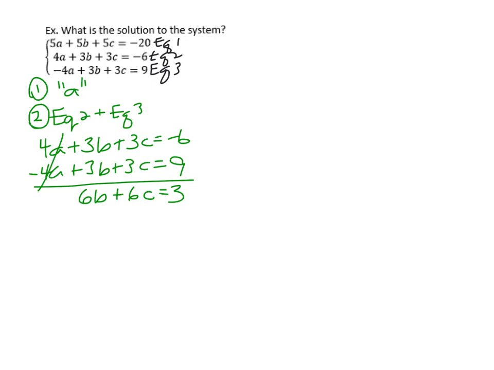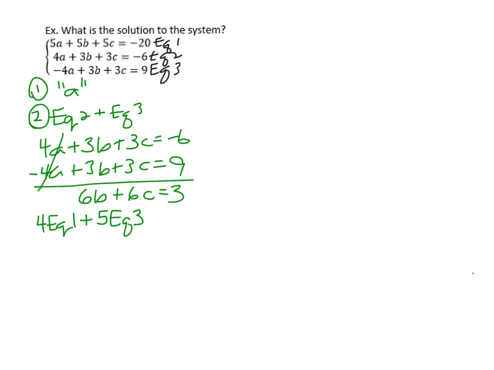I recognize at least with 1 and 3 that the a's are opposite signs, but I'm going to have to change both rows. 4 and 5, the smallest number they go into is 20. That means I'm going to multiply equation 1 by 4. And that would give me 20a. And then I'm going to multiply equation 3 by 5. So we're going to get some big numbers on this one. And that should eliminate the a values.